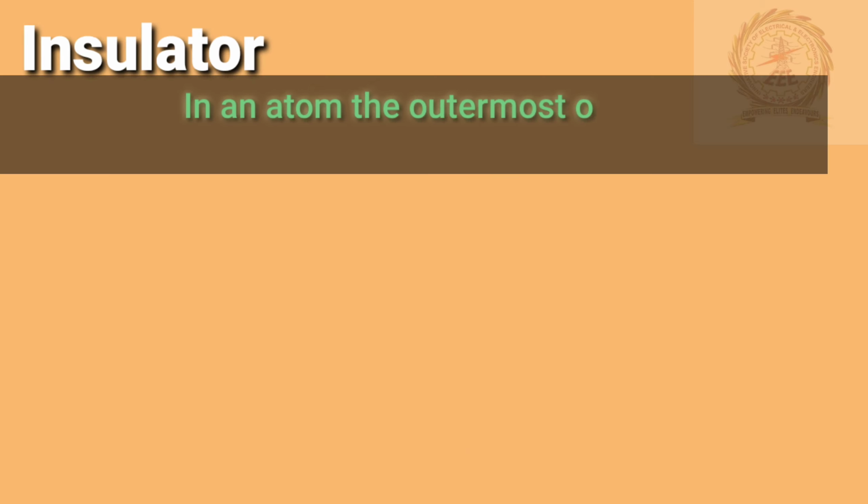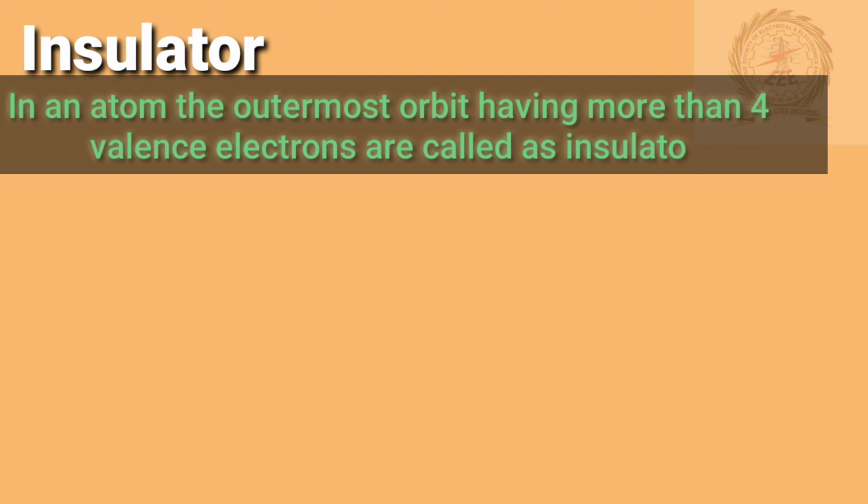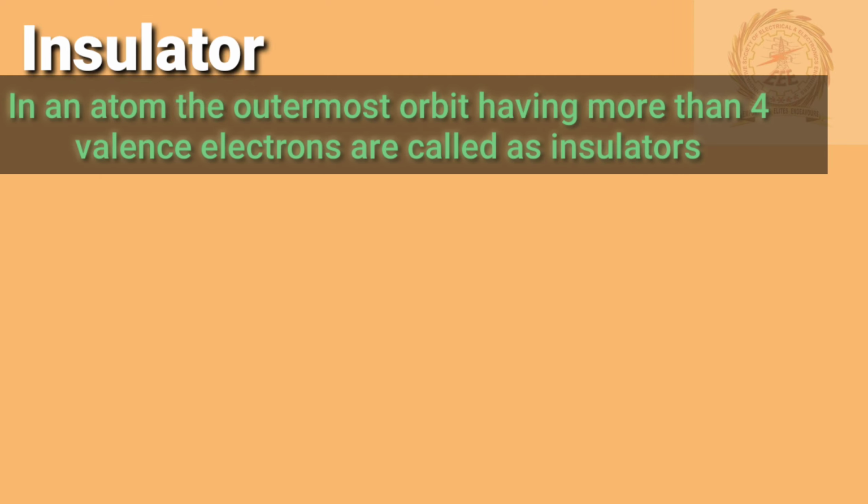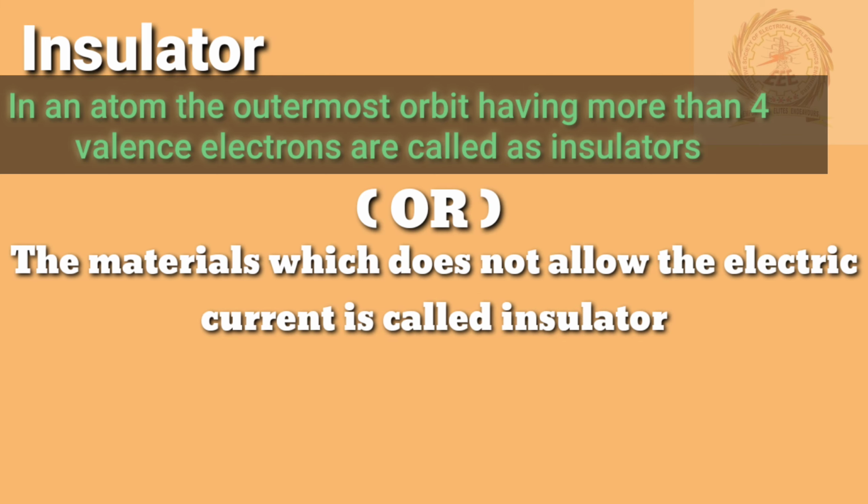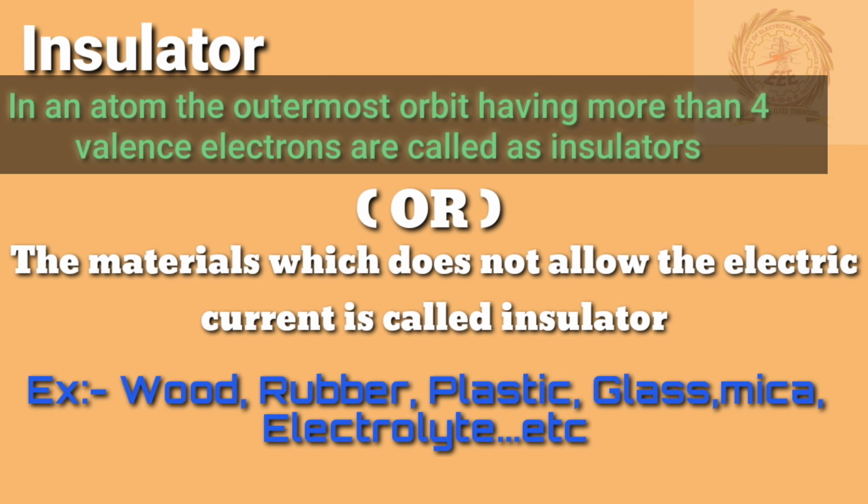Next one, insulator. In an atom, the outermost orbit having more than 4 valence electrons are called insulators. We can also define it another way: the materials which do not allow the electric current are called insulators. Examples: wood, rubber, plastic, glass, mica, electrolyte, etc. These are all bad conductors.